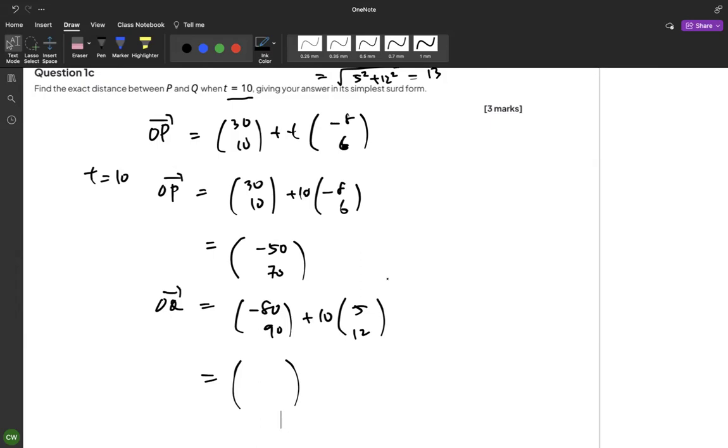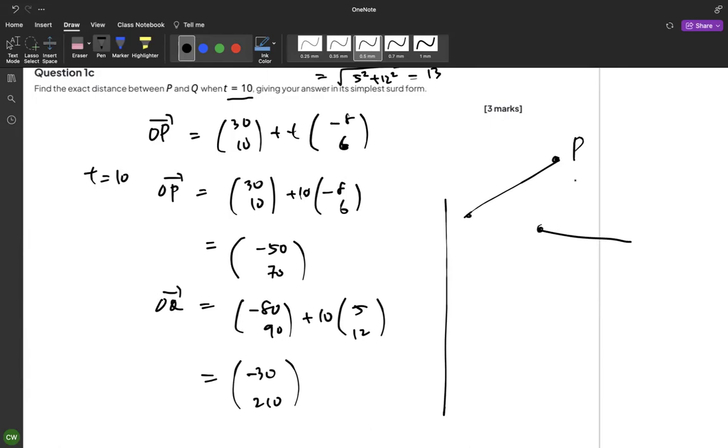Minus 80 plus 50 is going to be minus 30. The other one, is it 210? Okay, now the other point is here. So the point P is here, point Q is here. How are we going to find the exact value between them? What do we need to know in order to find the distance? We need to know distance PQ. What is the distance of PQ?